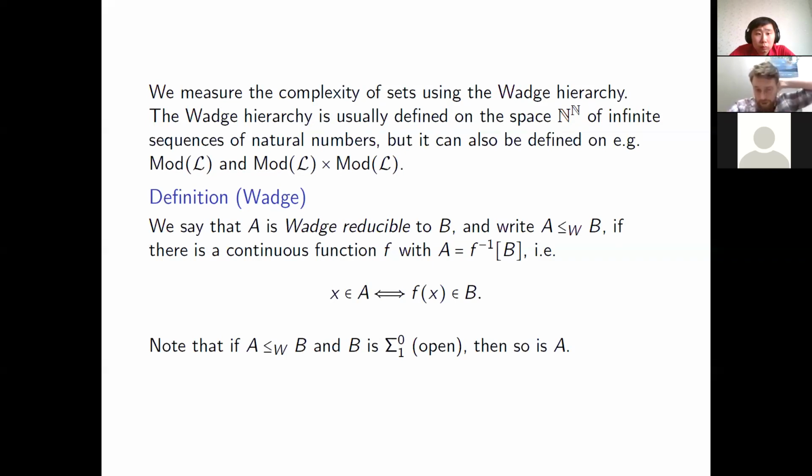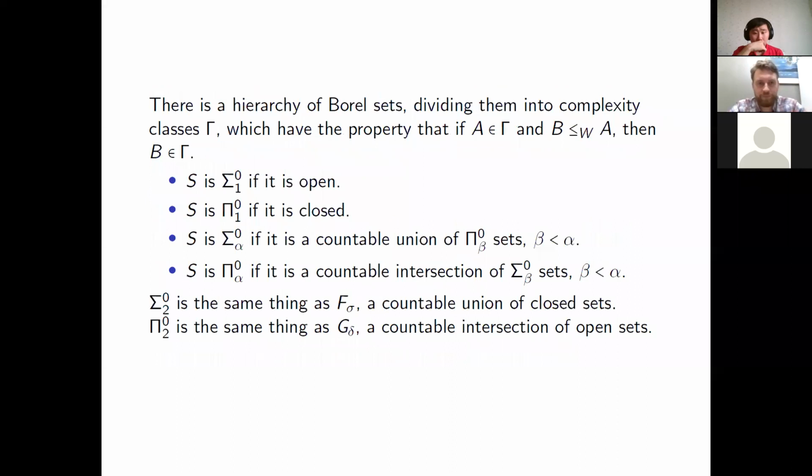Of course, if something is reducible to something else by a continuous function, then if B is open, A is going to be open. So it's downwards closed under openness. You can think of the complexity as starting with the open things and the closed things. Remember, Borel sets are built up by countable unions and countable intersections, so you can think of how many times I had to do that to get the set I care about.